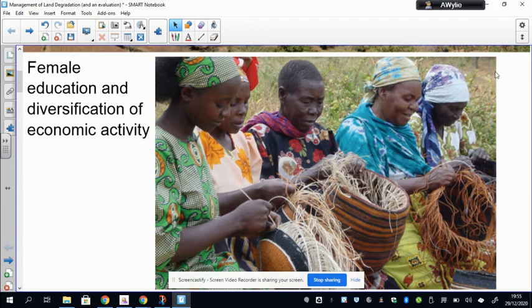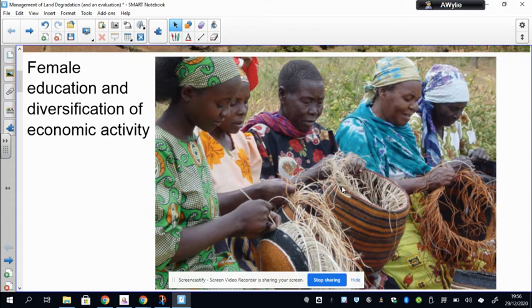So these women in Nigeria have all been educated in basket weaving, and they're using local raw materials, and they're being trained by this woman in the center. These younger women have been trained on how to make these baskets, and these baskets are then being sold in the cities and sold internationally.